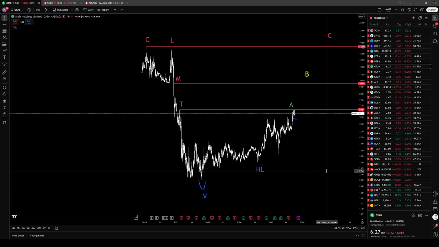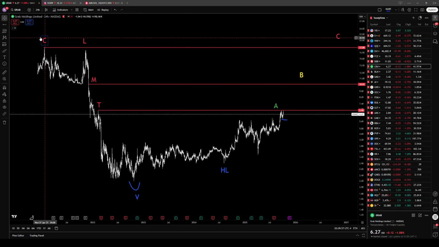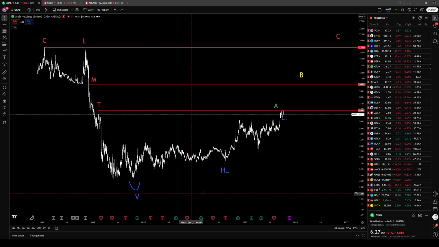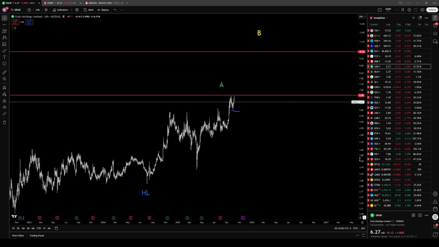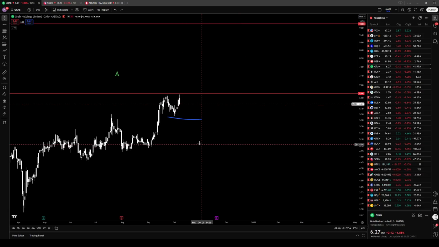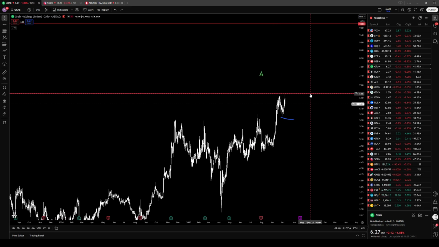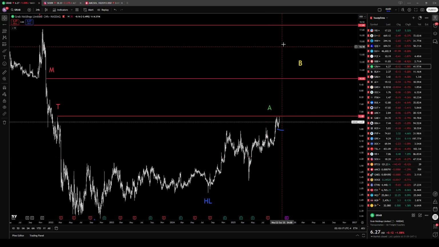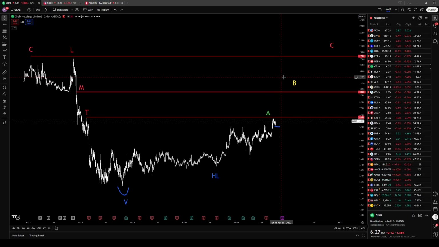For GRAB, literally nothing changed yesterday. For the overview, our peak, low, high, M, T, V, high, low, A peak already done. Still thinking, even with this movement, that the A pullback is already finished and ready to go to B. So for GRAB, nothing changed yesterday.